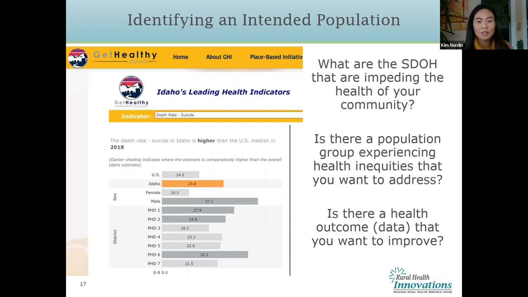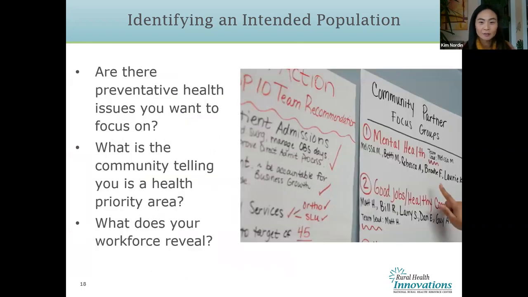So the first question that you may ask is, what are those social drivers of health that are preventing some groups of people in your community from being healthy? Is there a population group experiencing health inequities that you want to address? Is there a health outcome or data that you're looking at that you want to improve? Next slide. What is the community telling you is a health priority area?